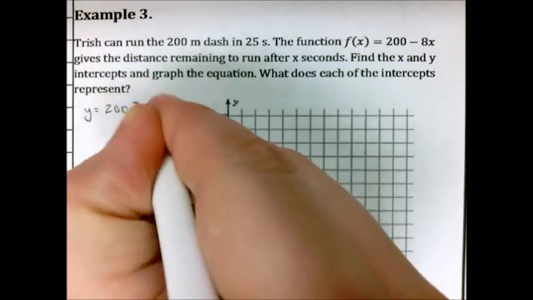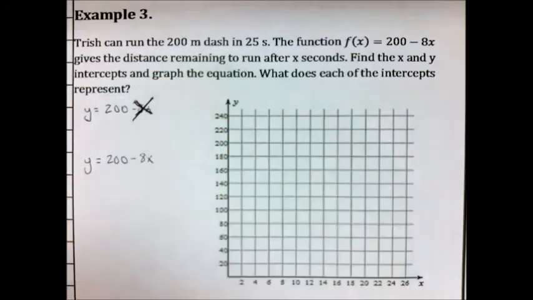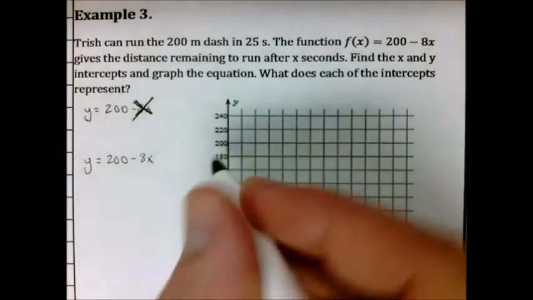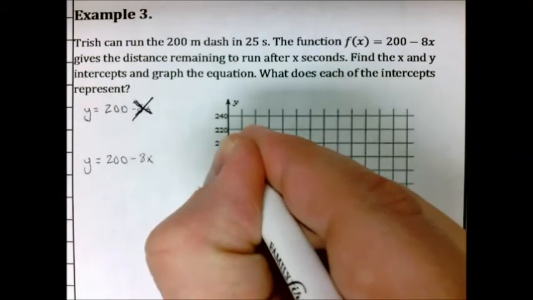So remember, that just cancels out. Negative 8 times 0 is just 0. And so what we're left with is y equals 200. The y-intercept is just going to be 200. That's as easy as it is. Y-intercept is 200. So we can go ahead and put that little dot on the graph here.